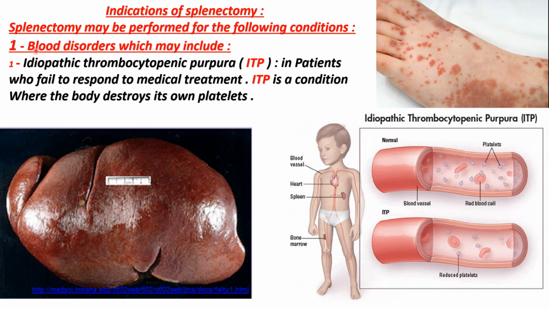The first indication of splenectomy is blood disorders. The first subtype of blood disorders is idiopathic thrombocytopenic purpura, or ITP, in patients who fail to respond to medical treatment. Idiopathic thrombocytopenic purpura is a condition where the body destroys its own platelets.